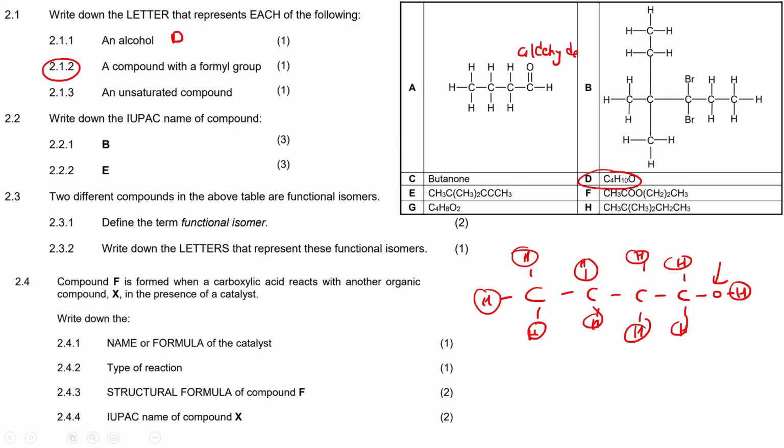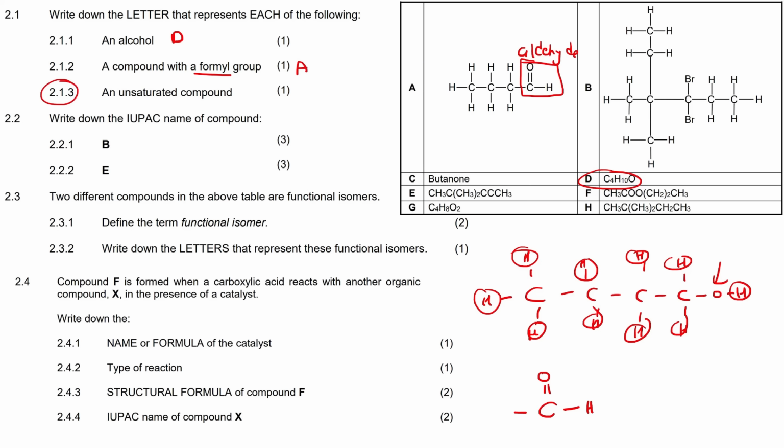Then this one says a compound with a formyl group. Now, you know how you get hydroxyl groups, carbonyl groups? Well, a formyl group is when you have a C double bond oxygen attached to a hydrogen and then something like that. So there we can see it over there. So it's an aldehyde, which is A.